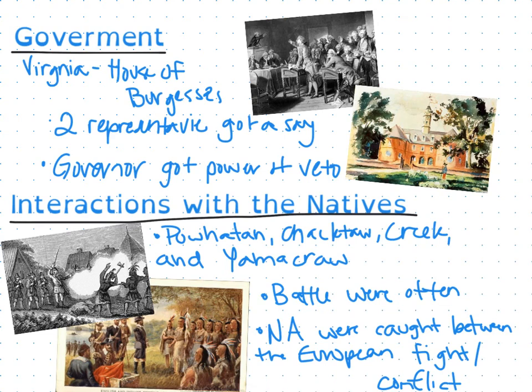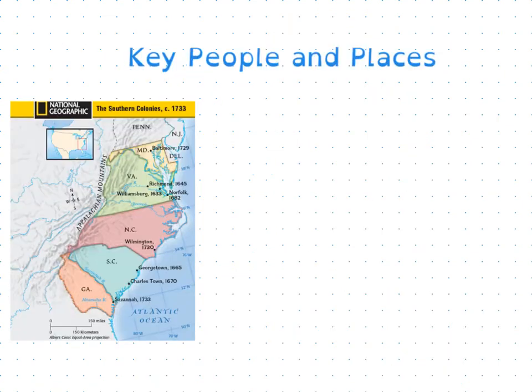Okay. Last box. And here we are at the last box with key people and places. Just like before, we'll start with places. The first one I wanted to talk about, actually the only one I want to talk about, is Jamestown.